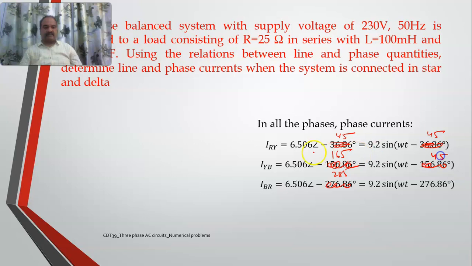So what was the phase current? 6.506 at an angle of minus 45. This will be IRY. IYB will have the same magnitude, but the angle will be separated by 120. Okay. But when you write the instantaneous equations, this will be multiplied by root 2. These are the phase currents.